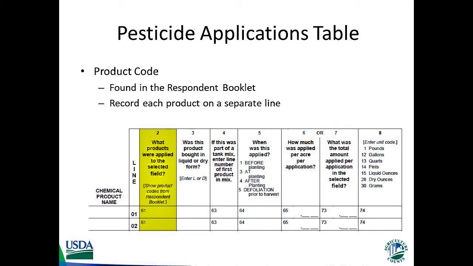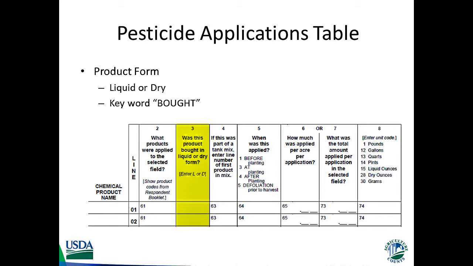In column 2, we want to record the product code associated with the pesticide applied. Most of these codes can be found in the respondent booklet. Be sure to record each product applied on a separate line. For products in the respondent booklet that are listed more than once, be sure to probe carefully to see how the chemical was used to make sure we are using the correct code.